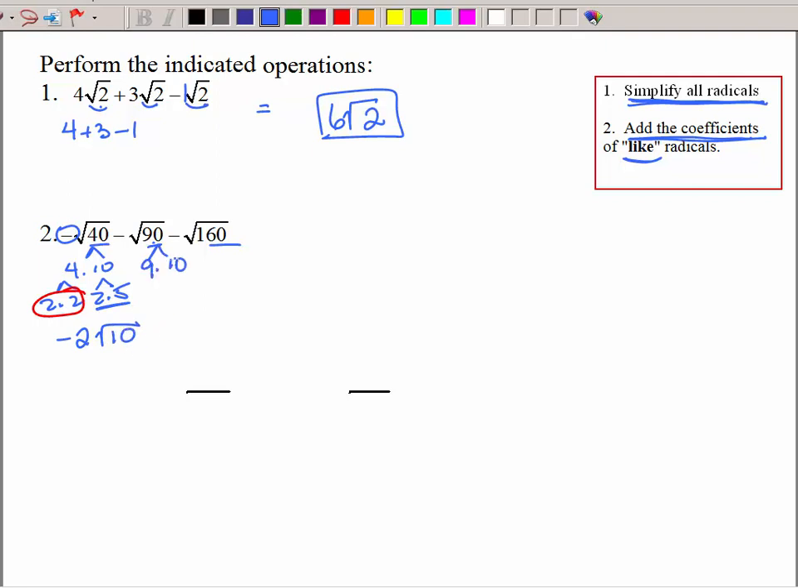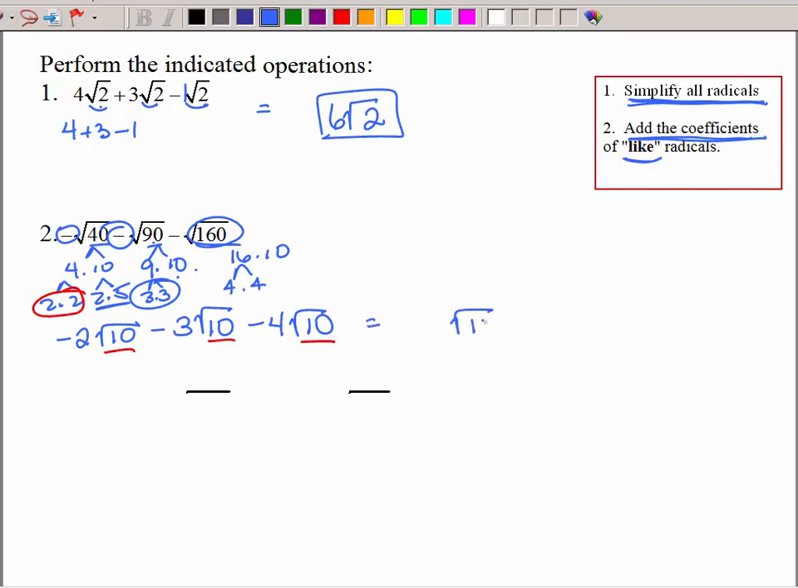90, you should know that's 9 times 10, which is 3 times 3 and 2 times 5. So again, don't forget that negative. The 3 comes out and the 10 stays in. Then hopefully you're kind of seeing a pattern here. So this is 16 times 10, and I know that 16 is 4 times 4, so I have minus 4 times the square root of 10. Now all the square roots are the same, so we can keep the square root and then put together the coefficients. So negative 2 minus 3 is negative 5, minus 4 is negative 9.